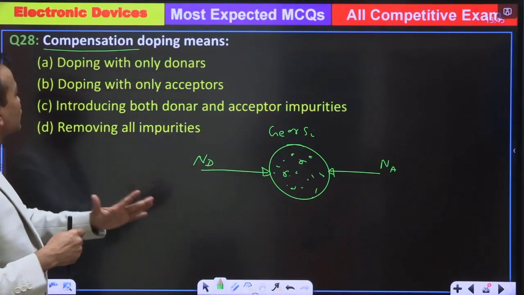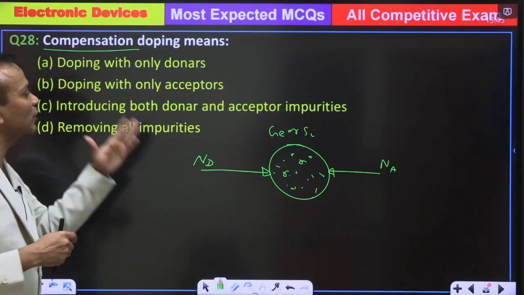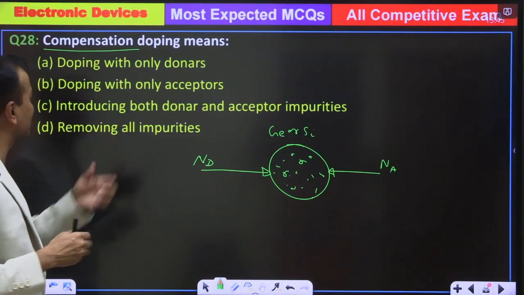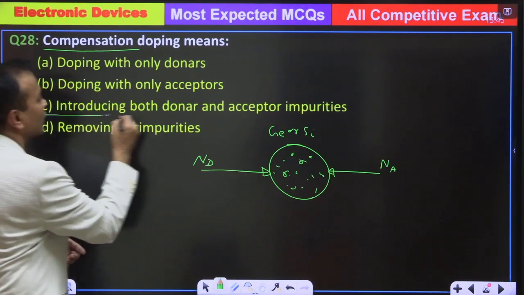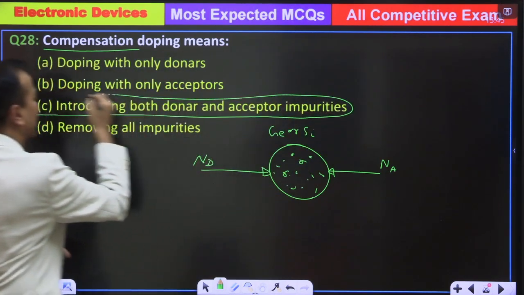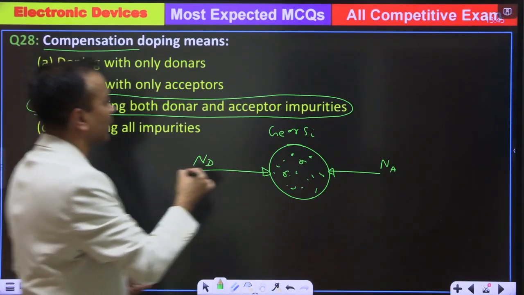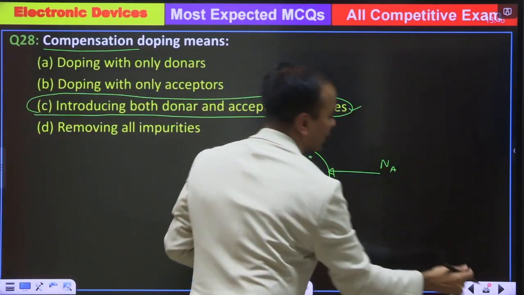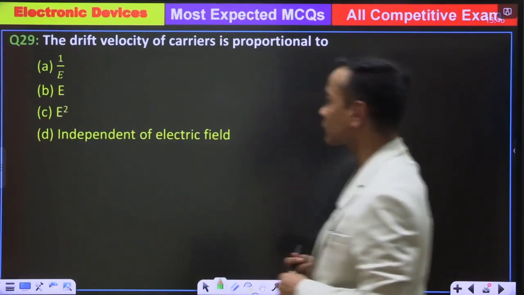But as per the question, doping compensation means doping of both types of impurities, donor and acceptor. So due to that reason, option C is the right answer for this question. And in this way, we have completed this one. Now we are moving to the next.